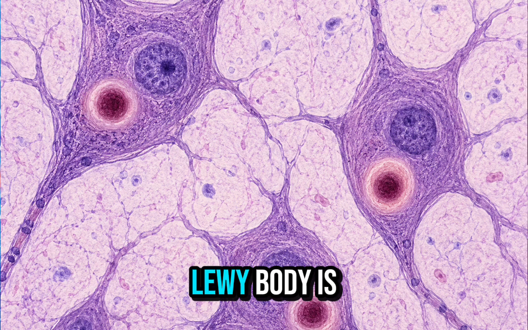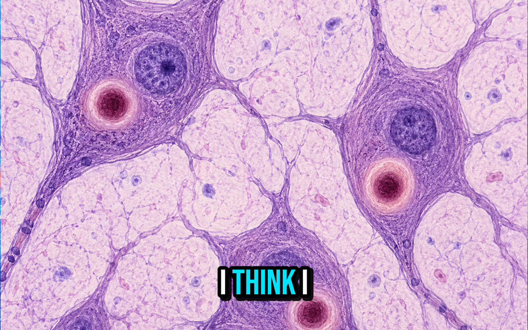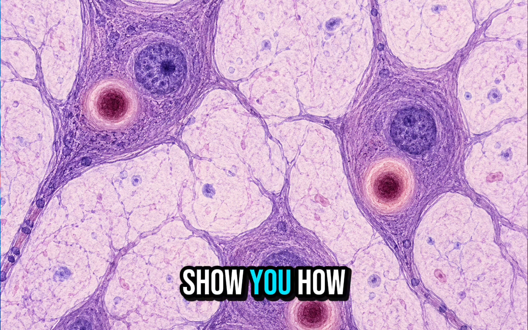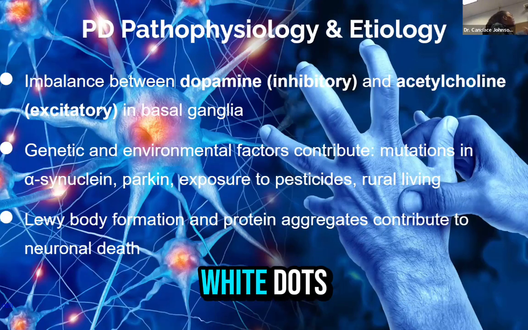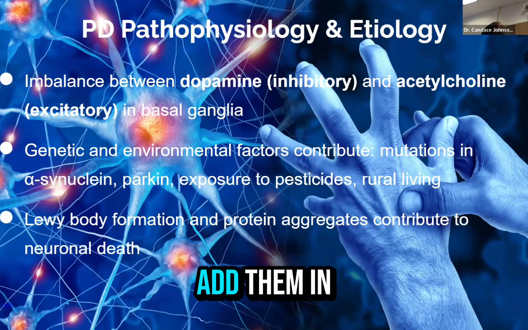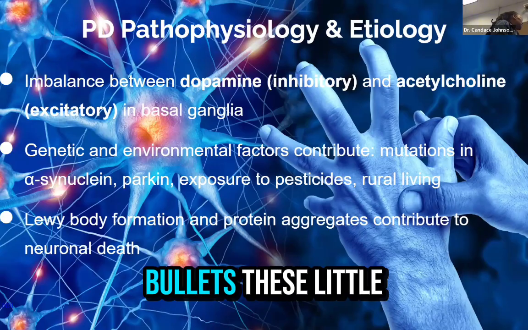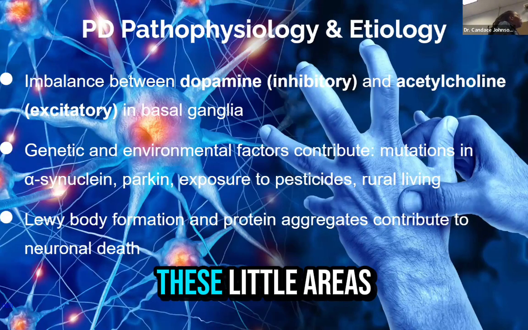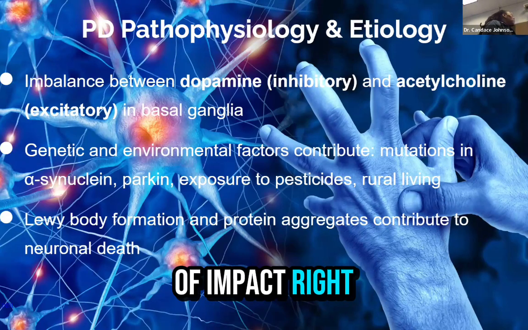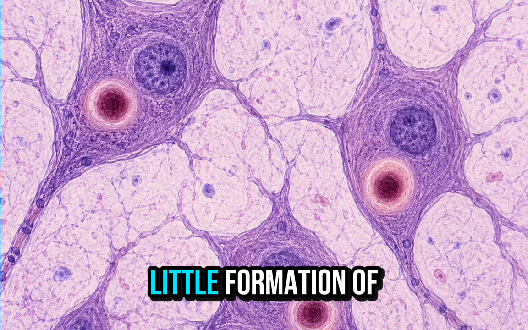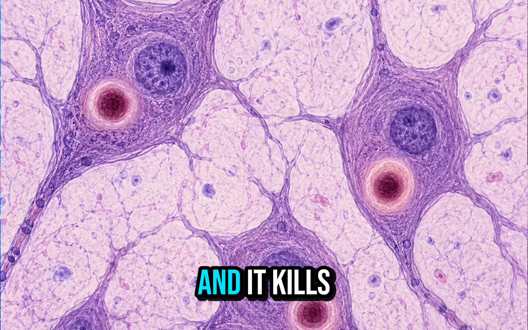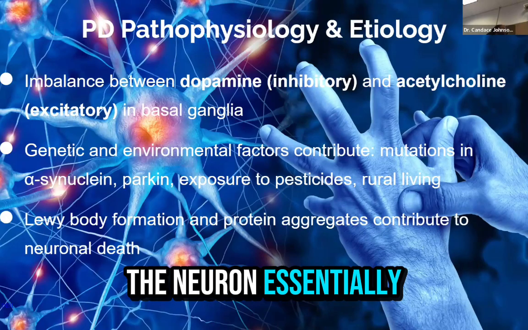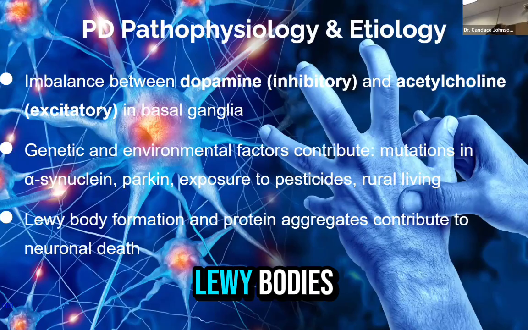Lewy body. A Lewy body is like this little, I think I used this graphic here to kind of show you how you've got these neurons, but something's happening between these neurons with these little white dots. They could be the Lewy bodies. That's why I thought maybe that's a good idea to add them in there. Well, not these white dots, these are the bullets. These little areas of impact, all right? Because what happens is a little formation of a nodule happens on the neuron and it kills the neuron essentially. And those little formations are called Lewy bodies.